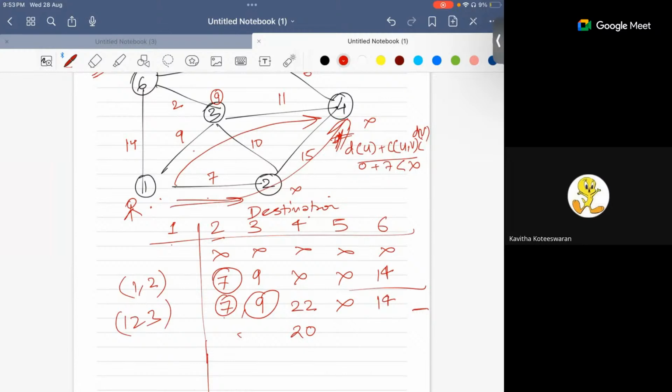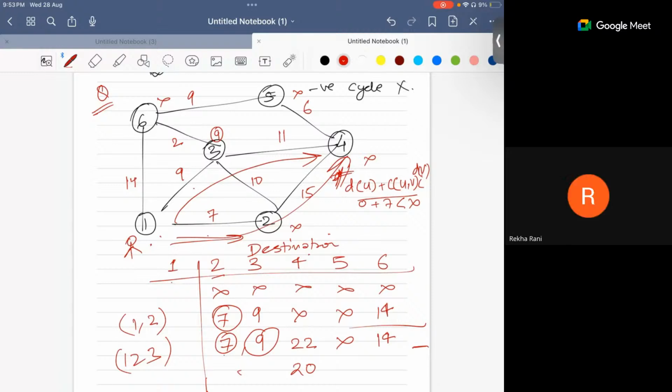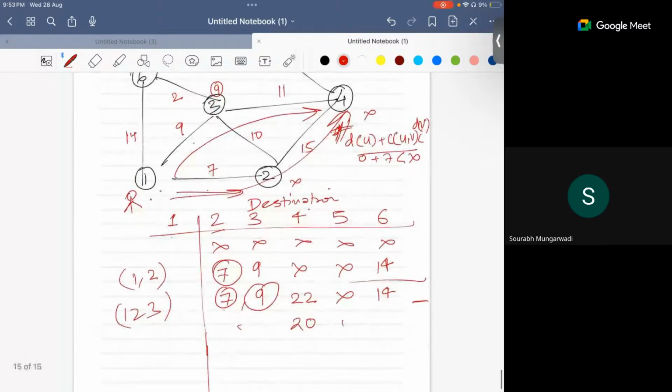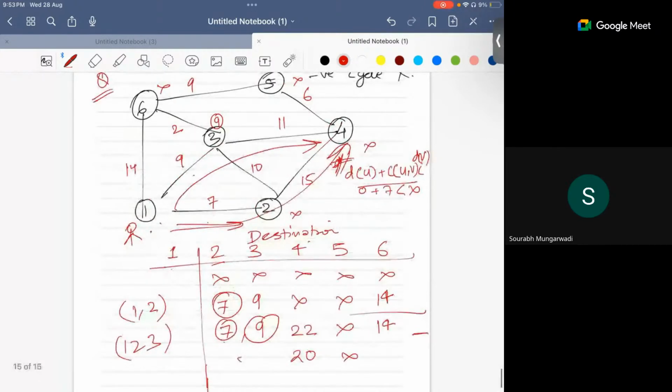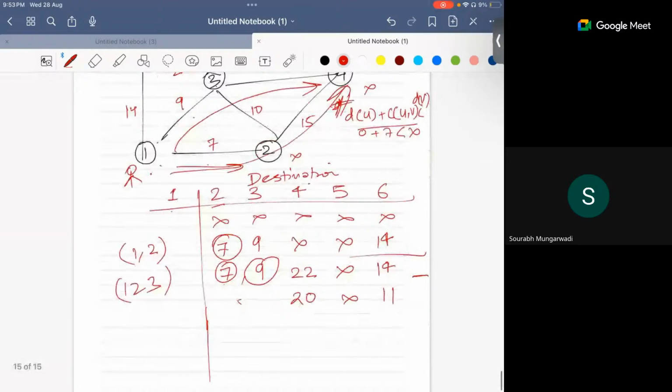So now, can I go to 5? Can somebody tell me if you have understood? Can I go to 5 with the help of 2 or 3? No, we can't. So it will be infinite, right? Can I go to 6 with the help of 2 and 3? Better than 14? Yes, we can go 1, 3, 6. We'll take 9 plus 2. Correct. So 9 plus 2 is less than 14, so I'll update the value as 11. Now 20, infinite, 11. 11 is the shortest. Now I'll take out 6. 1, 2, 3, 6.